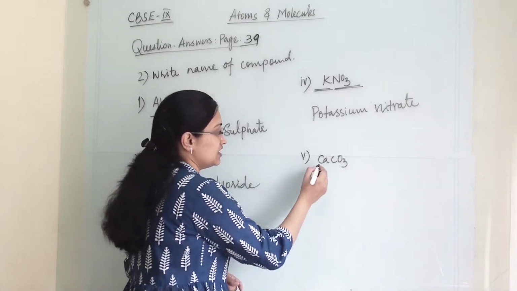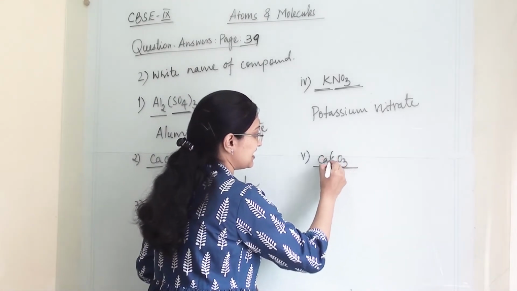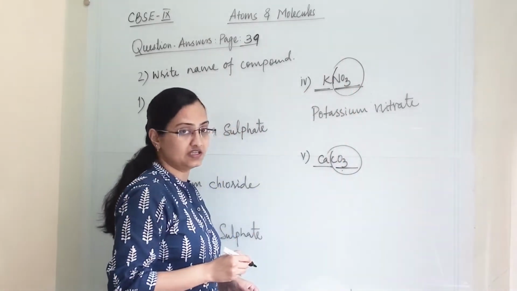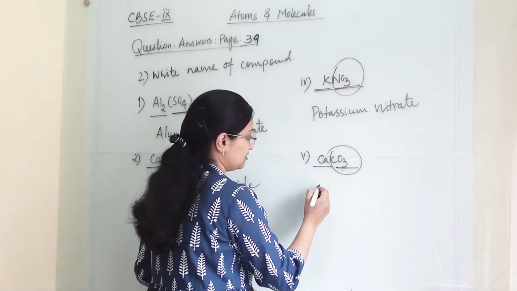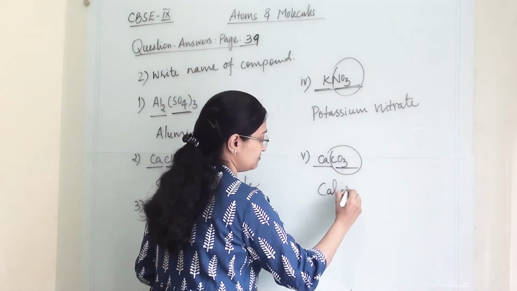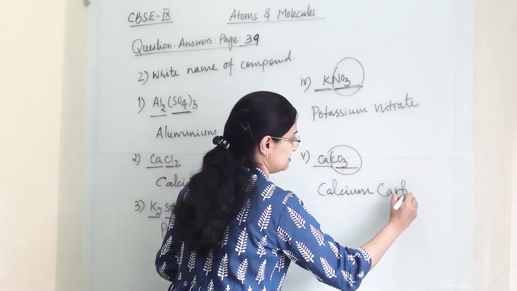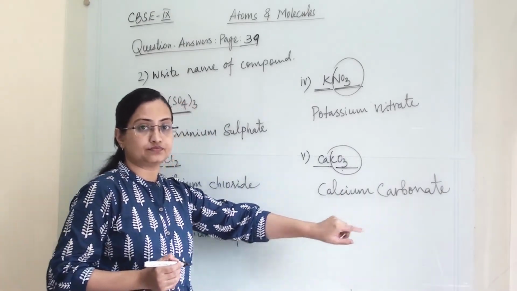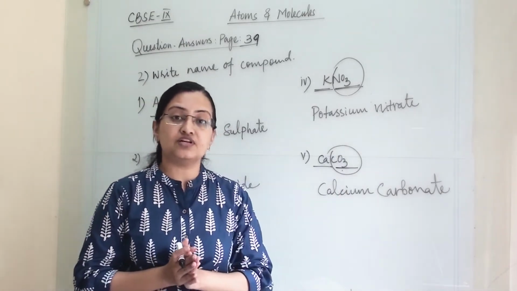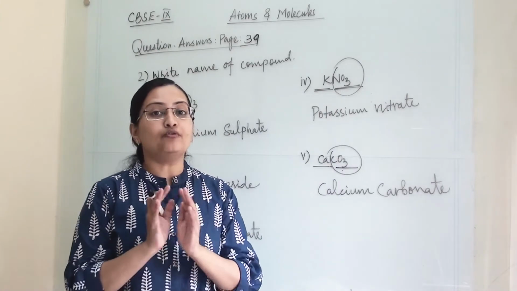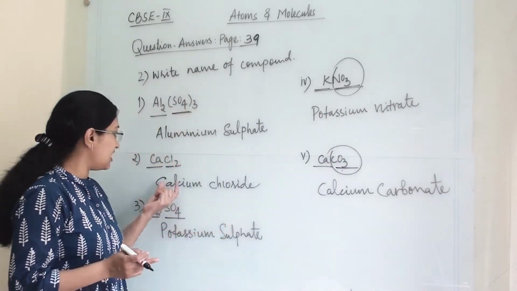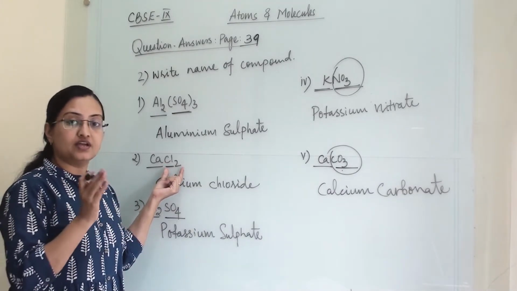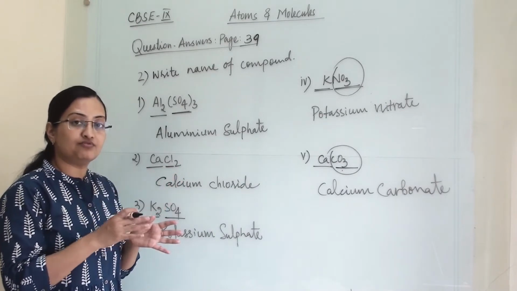Then in this one calcium is there, and this is again a polyatomic ion. This is carbonate, also a polyatomic ion. This is nitrate, this is carbonate. So this is our calcium carbonate. It is very easy once you prepare the names of the polyatomic ions, and some of the ions whose names will be different when they are in a compound. It is chlorine, but when it is in a compound we say chloride.